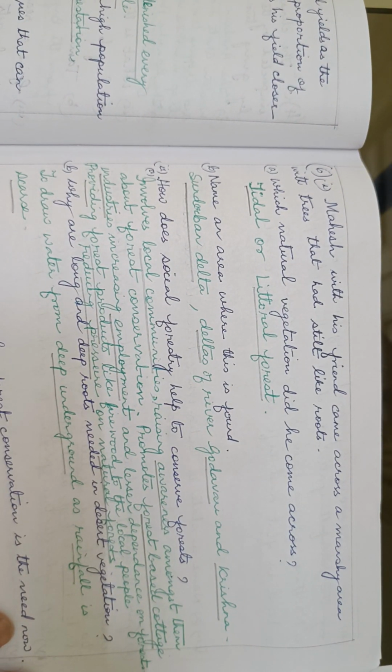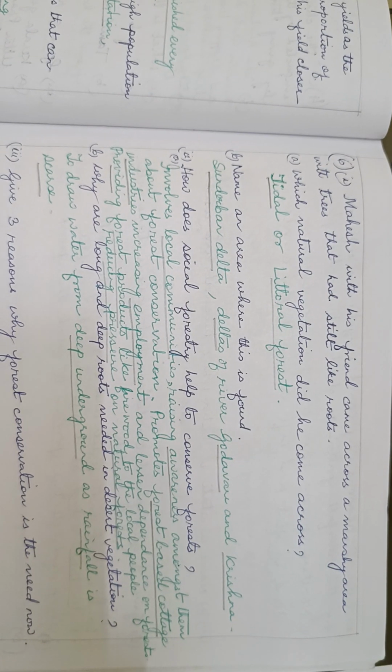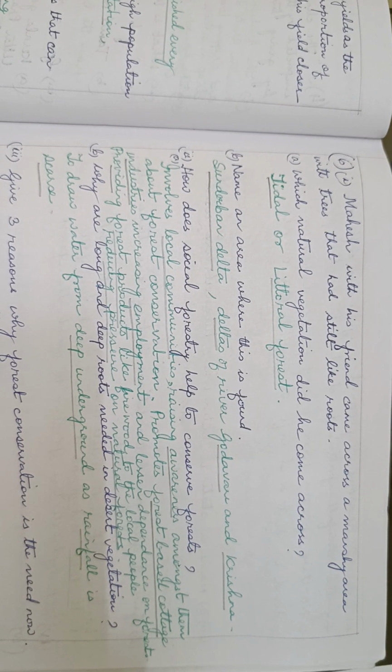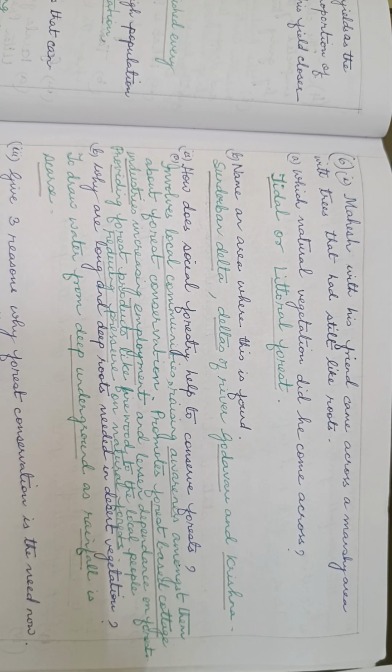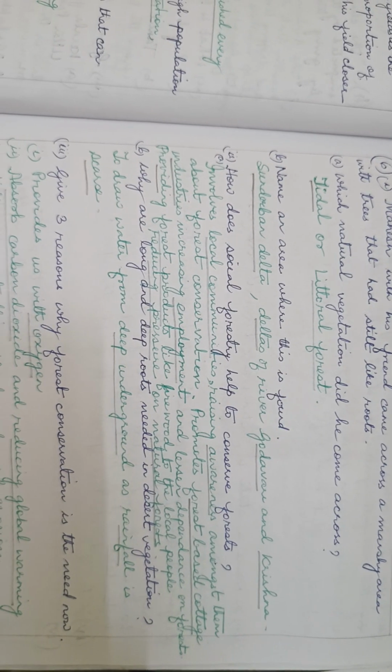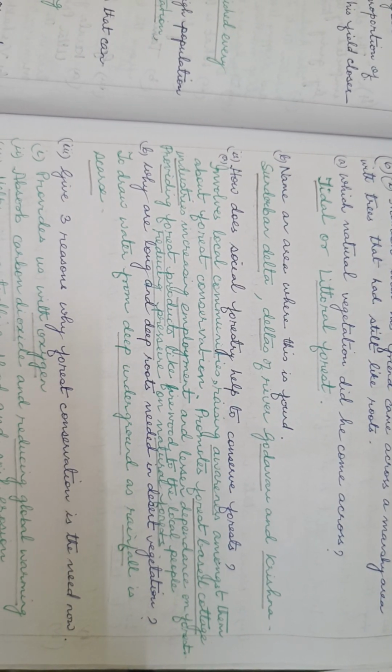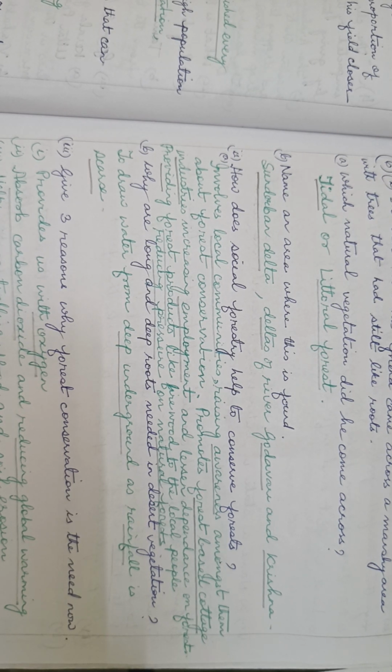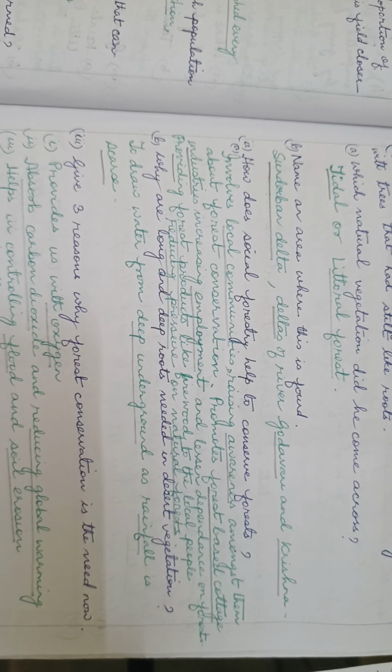Next question. Mahesh and his friend are coming across a marshy area with trees that have stilt-like roots. So the vegetation is tidal forest, or you may write littoral forest. Area where it is found: Sundarban Delta, deltas of the rivers Godavari and Krishna. Roman number 2.